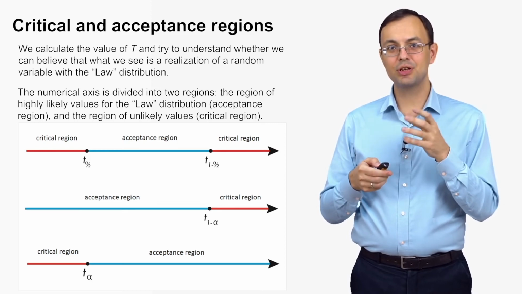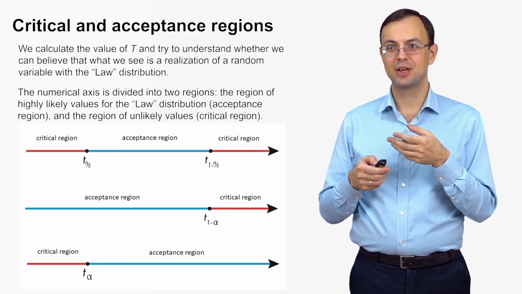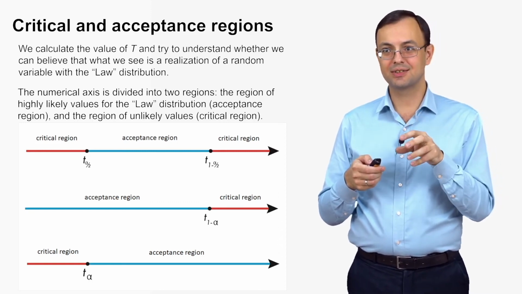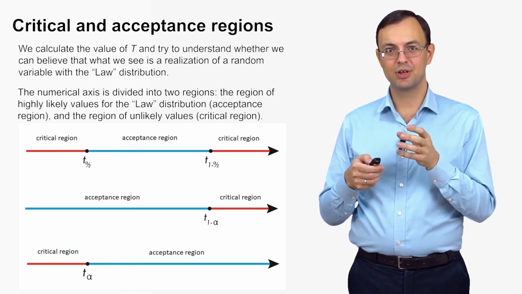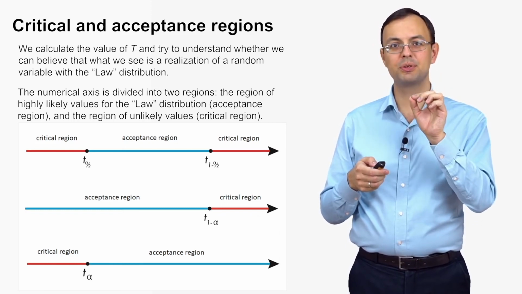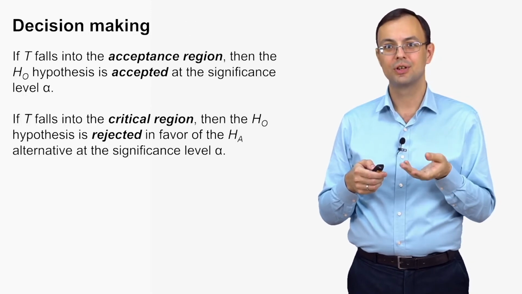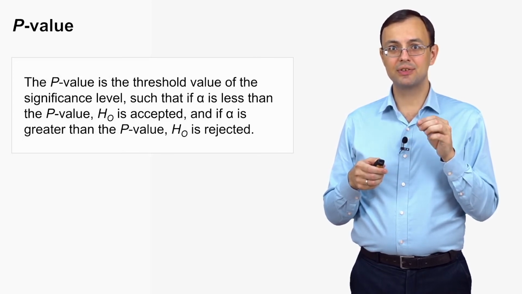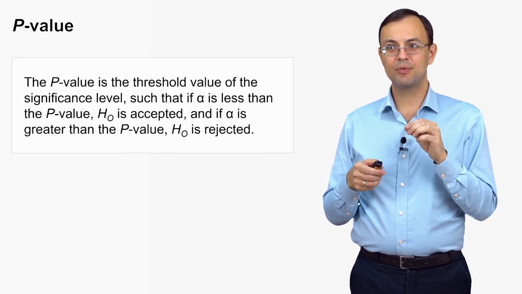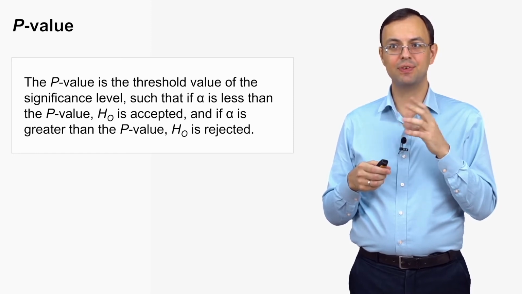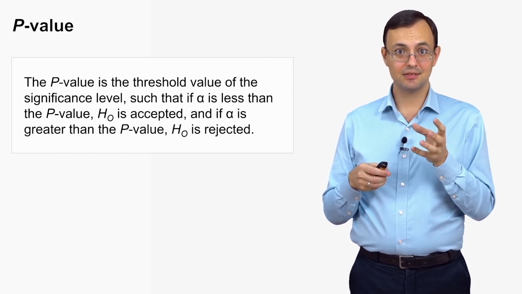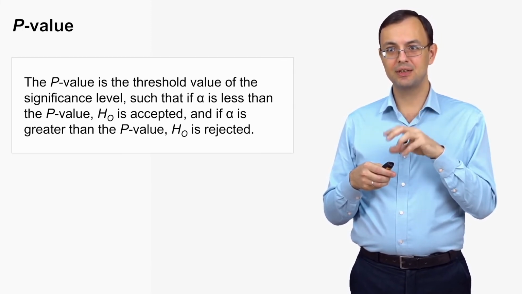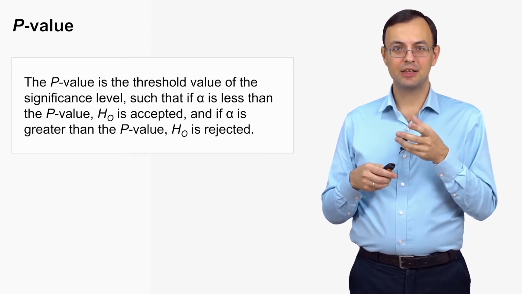And so in this situation, you won't be able to give an answer, as your decision depends on where the test statistic is, in the acceptance region or in the critical region. And if it is strictly on the border between the two regions, then you cannot make a decision. And so the p-value is this threshold value of the significance level. So the p-value is such a value that if alpha is less than the p-value, then the null hypothesis is accepted. And if alpha is greater than the p-value, then the null hypothesis is rejected.